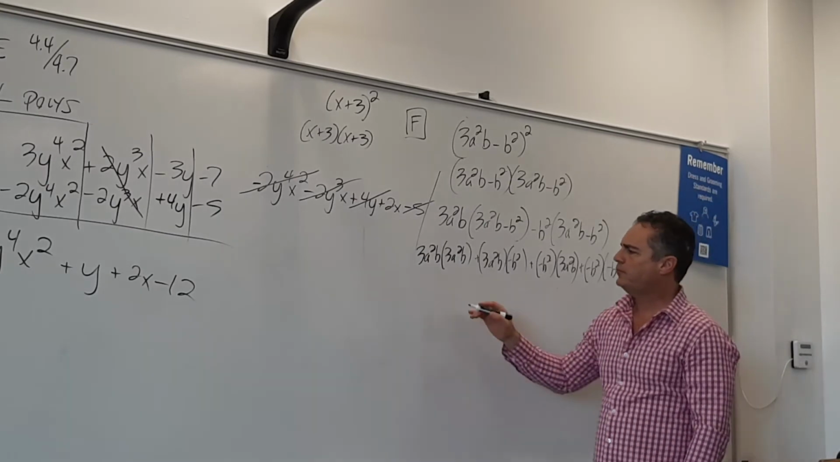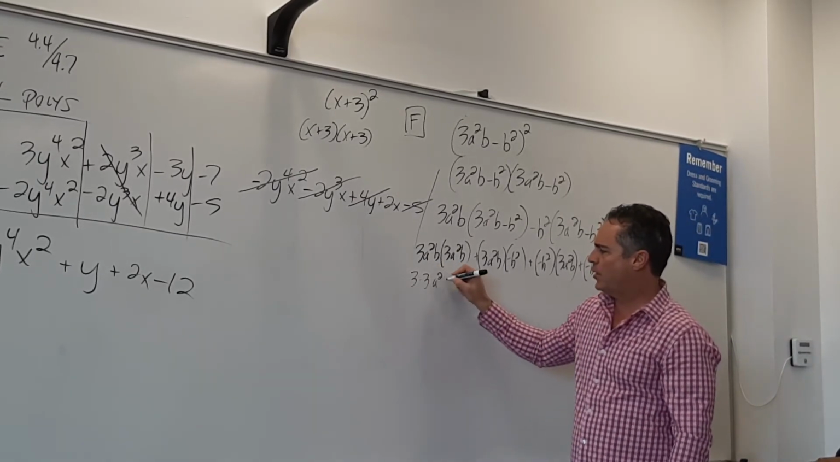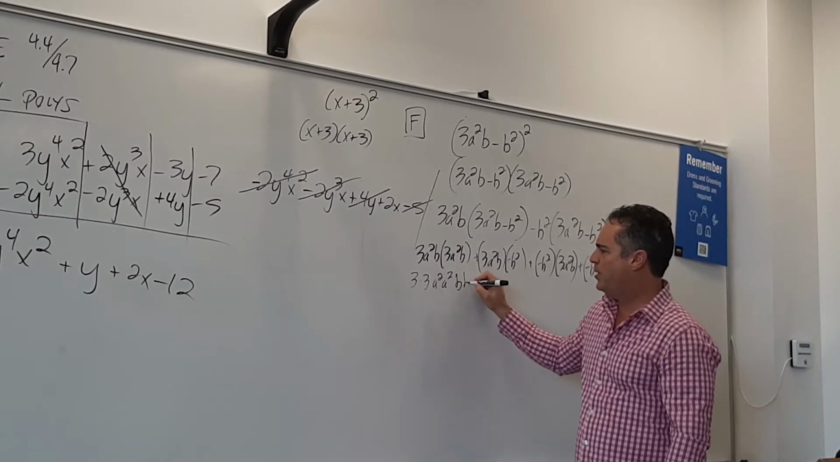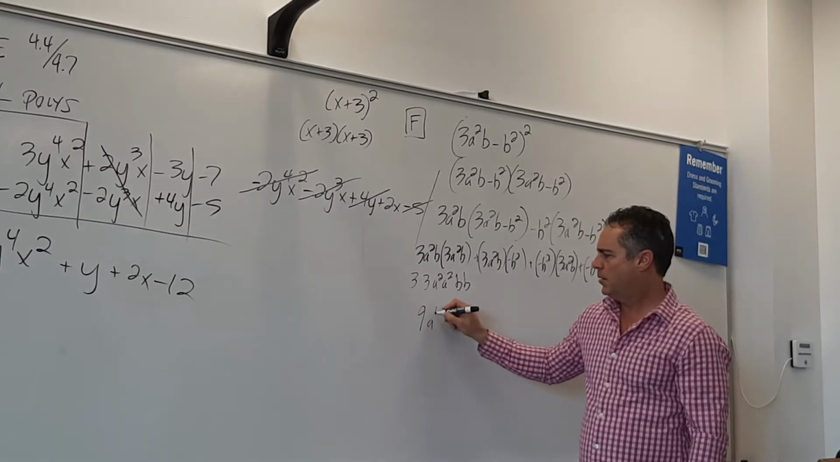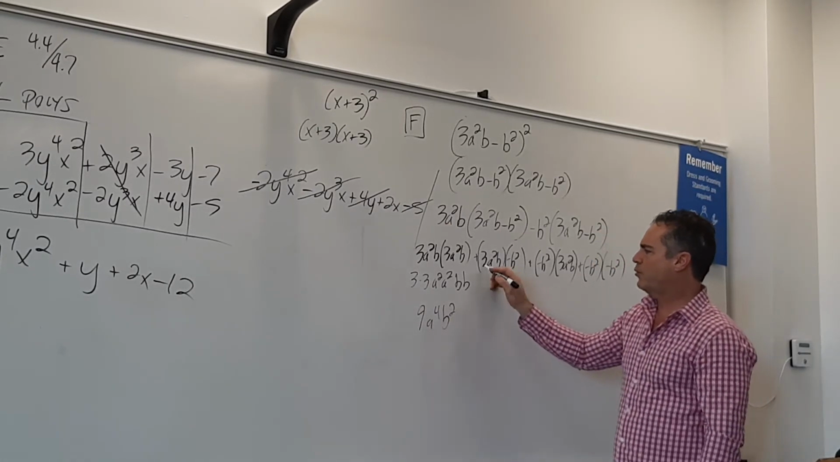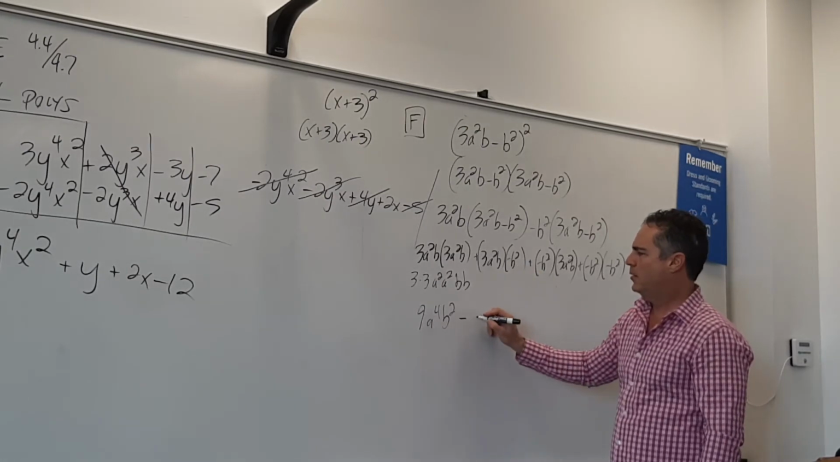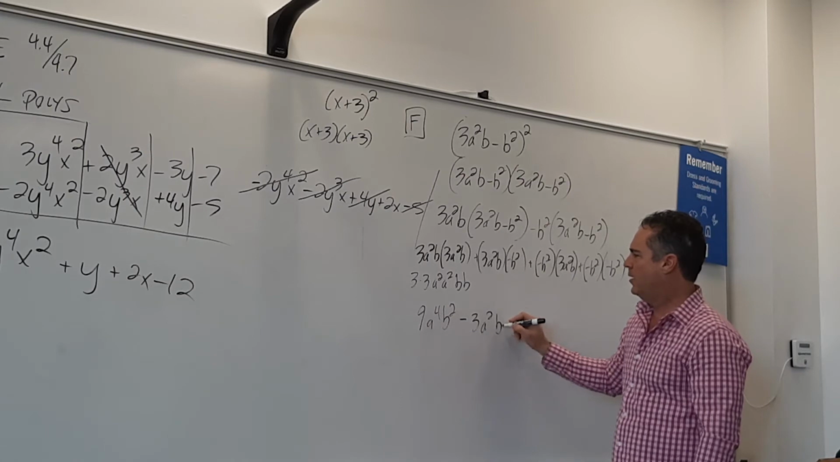Numbers with numbers. 3 times 3. A's with A's. A squared, B's with B's. B, B. I get what? Help me. 9 a to the 4th b squared. Very good. 9 a to the 4th b squared. This one right here. Everything's in order except 3 and negative 1 make what? Negative 3. Negative 3 a squared. B times B squared makes B to the third.